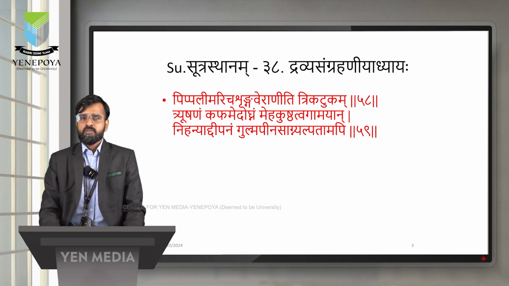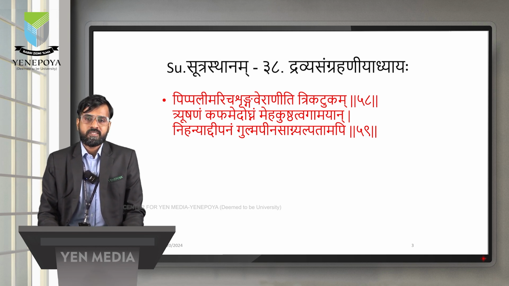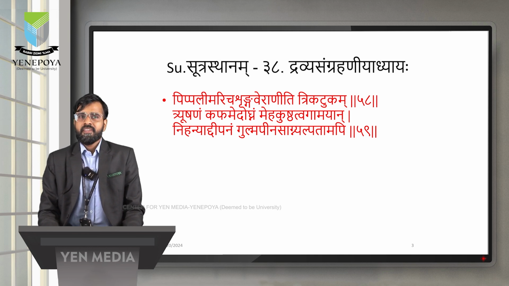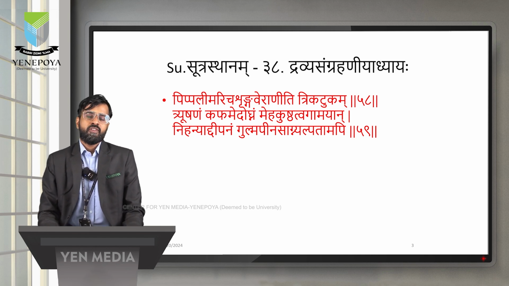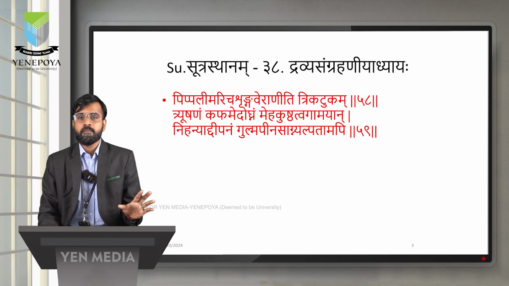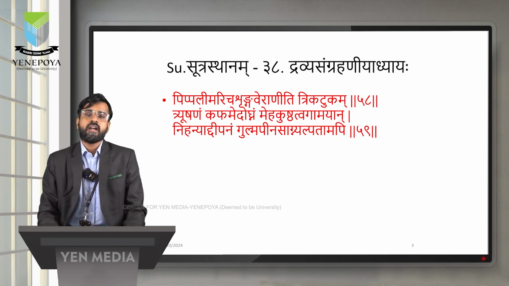So when we talk about the Brihatrayas, there are three important classical literatures, that is Charaka Samhita, Sushruta Samhita as well as Ashtanga Hridaya. I am taking here the Sushruta Samhita. If you refer to the Sushruta Samhita, Dravyaguna Adhyaya, you will get the reference of Trikatu. Here 3 refers to 3 drugs, and Katu is the taste of the drug.